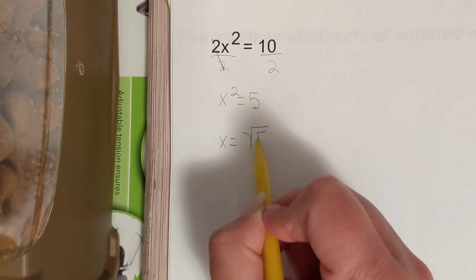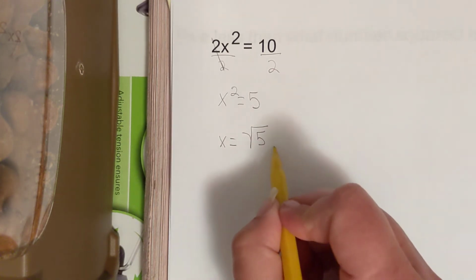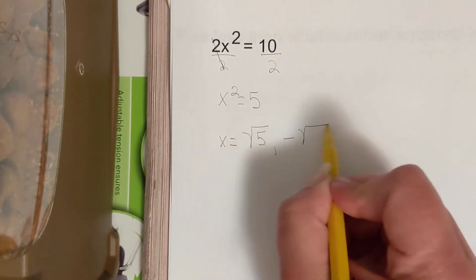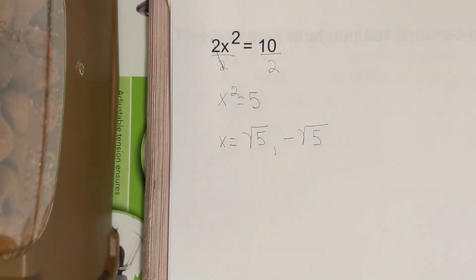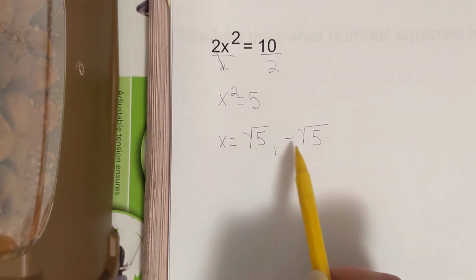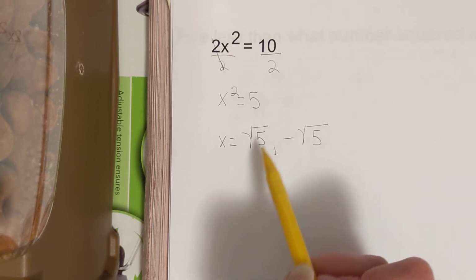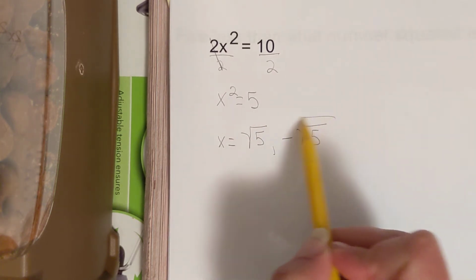I get a positive square root of 5, and I get a negative square root of 5. Those literally are my answers because it does not come out to a whole number when I try to take the square root of 5. So I still have a positive and a negative answer, and it is the square root of 5.